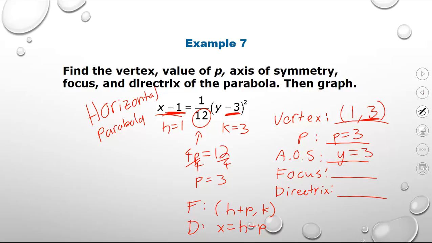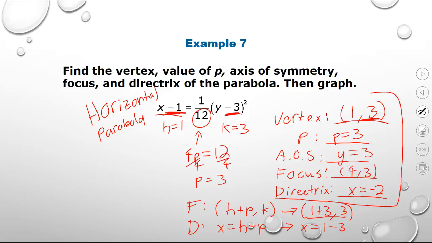All right, the focus. So I already know what h is, right? It's 1, but I need to add the p value to it, which is 3. And then the k value is 3. So really this point is going to be (4, 3). That's the focus right there. That's all there is to it. The directrix is x equals, I already know h. H is 1 minus p. I know p is 3, so x equals -2. And that's your directrix right there. So got all the information that we were required to find.